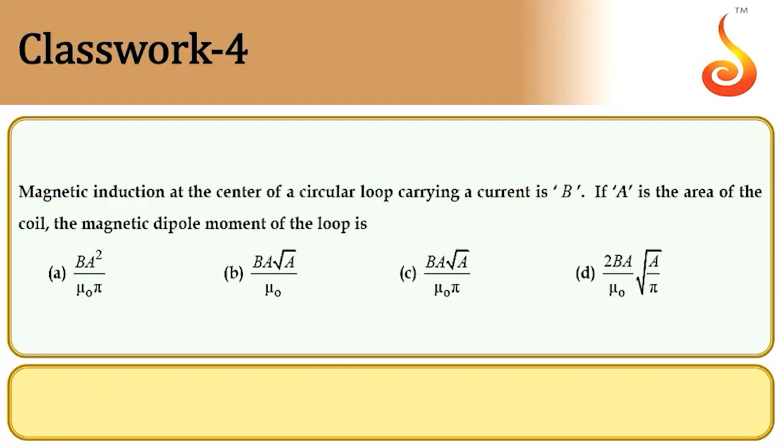Example 4. Magnetic induction at the center of a circular loop carrying a current is B. If A is the area of the coil, then the magnetic dipole moment of the loop is? So it is a circular loop and the magnetic field is B. A is the area of the loop.